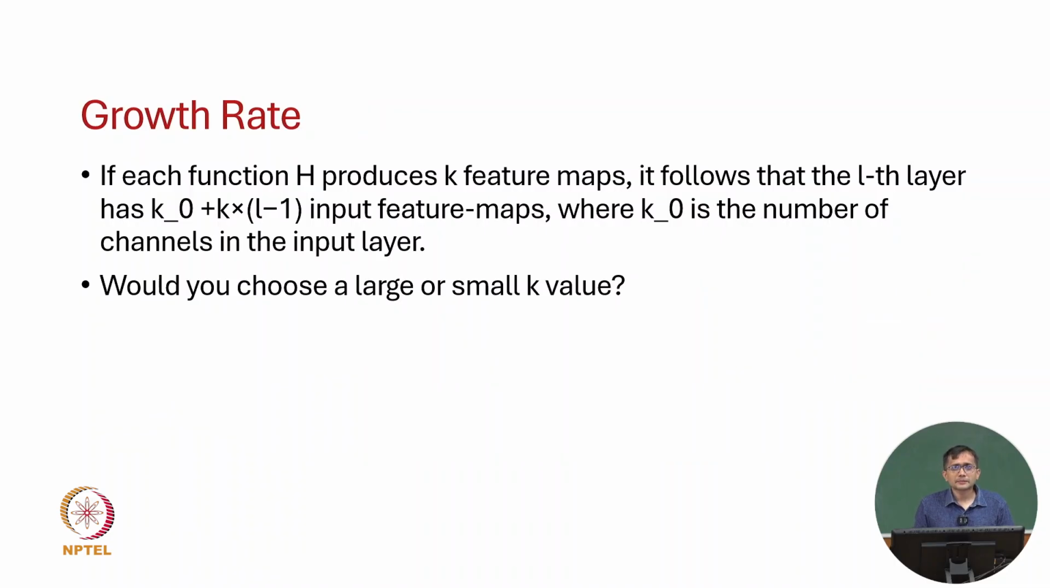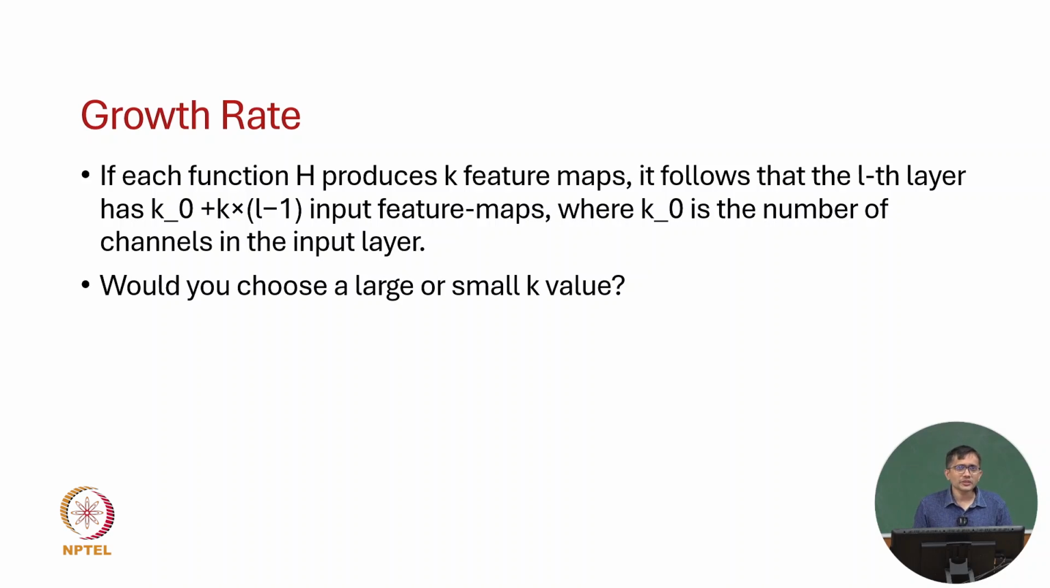Now, what's happening is that if each of these functions H produces k feature maps, then how many feature maps would the lth layer have? It would have k0 plus k times (l-1) input feature maps, where k0 is the number of channels in the input layer, and from each layer the feature maps are adding up. That's getting accounted for in this k times (l-1) component.